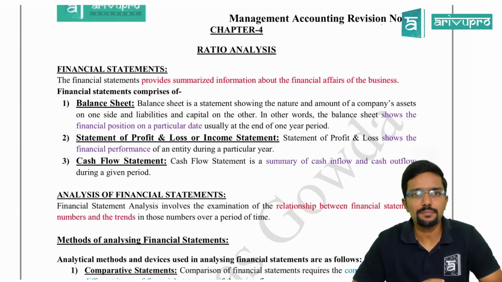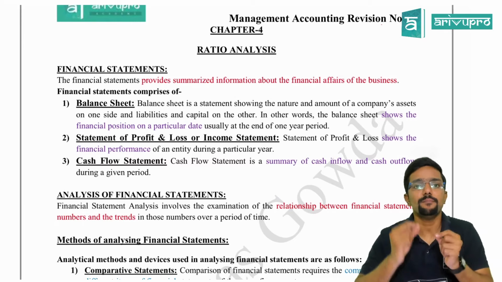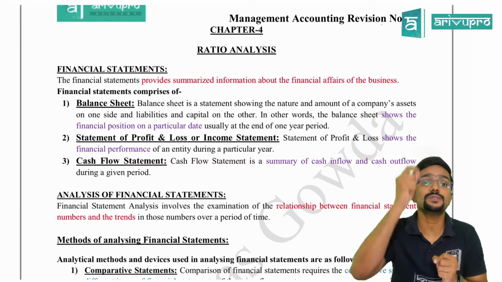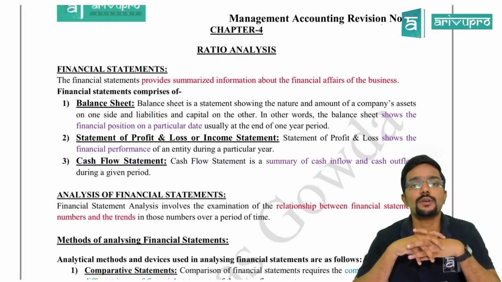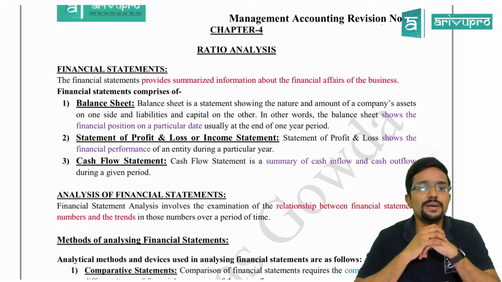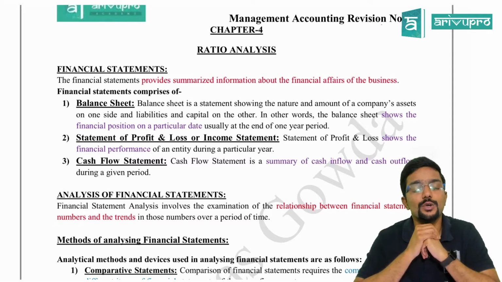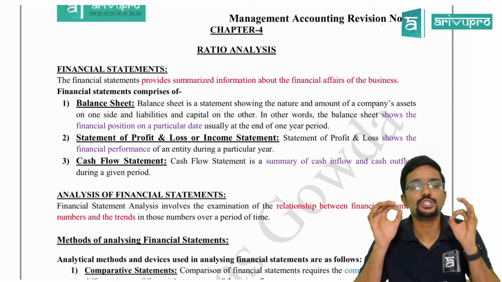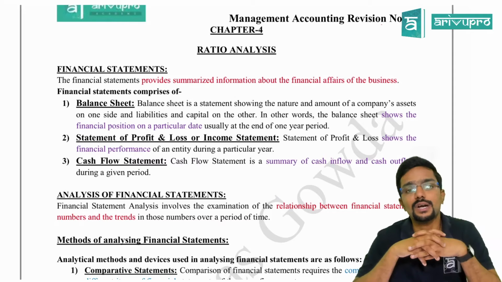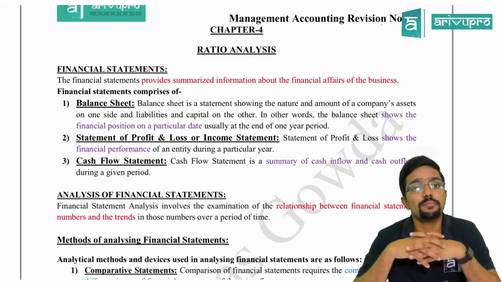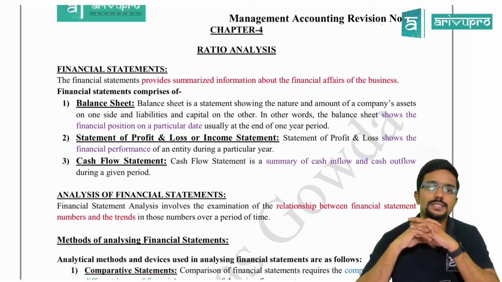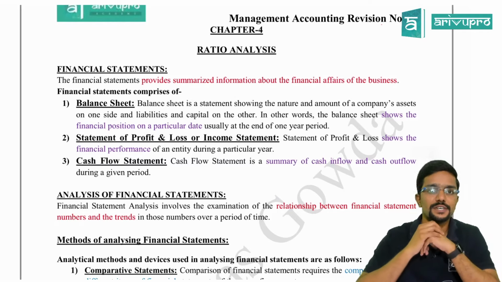This is a statement by which the company will communicate to the users what has actually happened, how the company has performed. So the financial statement is a means to communicate to the users what has actually happened in the company, how the company has performed. So the results of the company are presented by way of financial statements. Financial statements include the balance sheet, the first one.